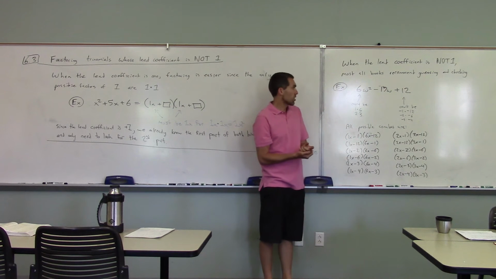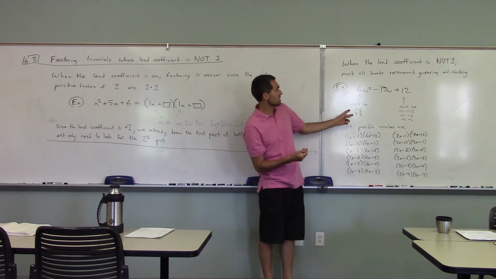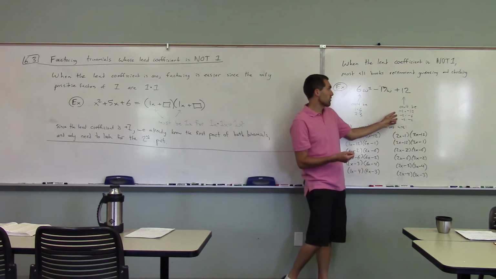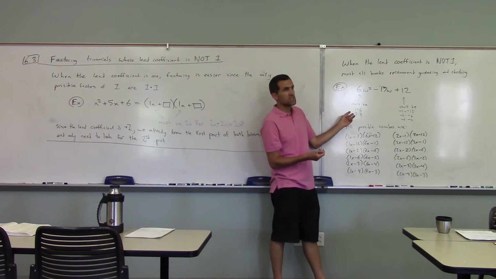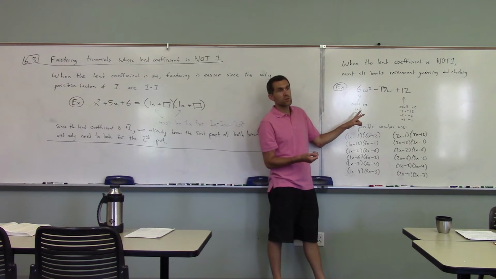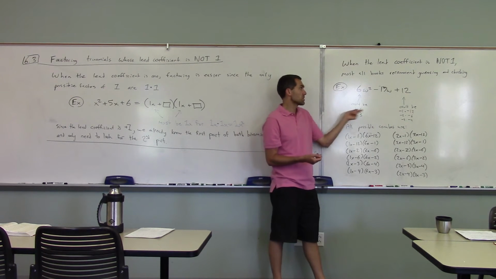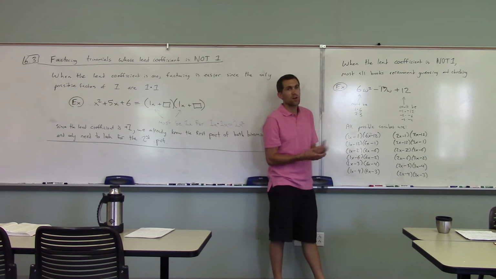So I listed all the possible combos. There's 2 options here, and there's 3 different options here. So you've got to combine each of these 3 options with each of these and do it in reverse order. So you get 6 possible combinations and then the reverse order, so you get 12 possible combinations.